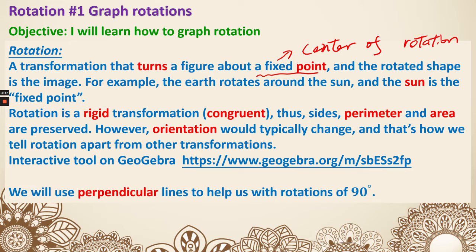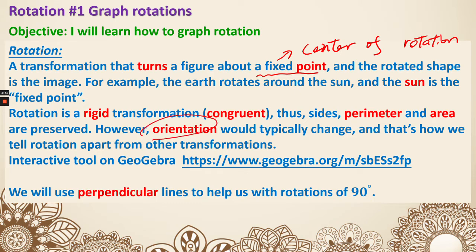Rotation is a rigid transformation, and that's what we have learned before. It is a rigid transformation, meaning the shape and the size does not change. Just location-wise, it's going to change. Thus, size, perimeter, and area are preserved. However, for rotation, orientation would typically change. And that's how we actually tell rotation apart from other transformations.